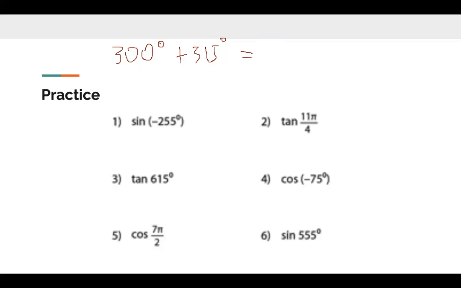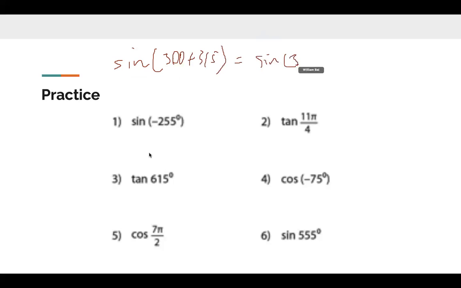300 plus 315, that is equal to 615, right? That should be pretty obvious. And then we do the same as before. Since this is tangent, we want sine and cosine. So first is sine of 300 plus 315. Same formula as before, right? Sine of 300 multiplied by cosine of 315, plus sine of 315 multiplied by cosine of 300.